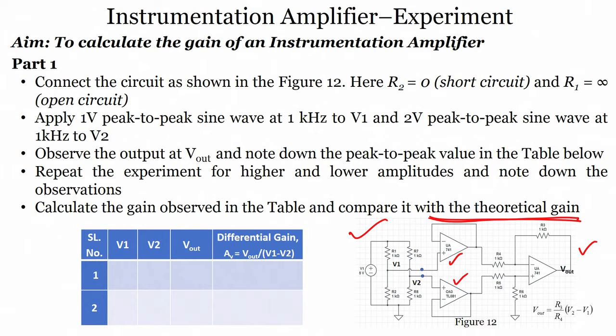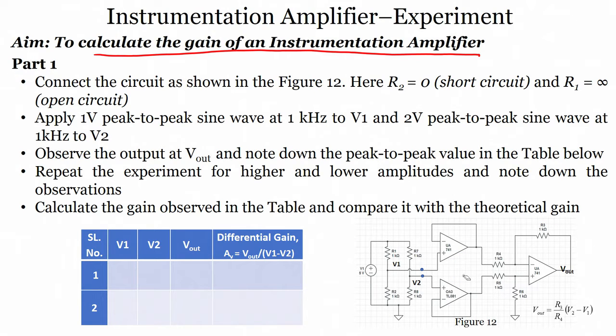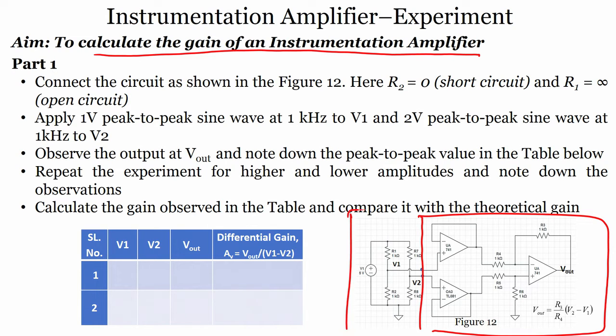So, let us understand how we can use this circuit to find the gain of the instrumentation amplifier. The aim is to calculate the gain of an instrumentation amplifier. This is our aim for today. The first step is to connect the circuit as shown in figure 12. So, one is you understand only from here to here, and another one is this circuit, which is your Wheatstone bridge, alright.